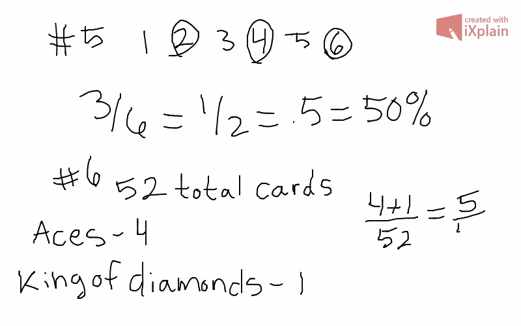So we get 5 out of 52, and that would be the probability, and you could go ahead and put that into your calculator, 5 divided by 52, and get a decimal, and then maybe move the decimal over 2 spaces and convert that to a percent. It's kind of up to you how you want to represent the probability, but that would be the answer there for number 6. So let's move on to number 7.